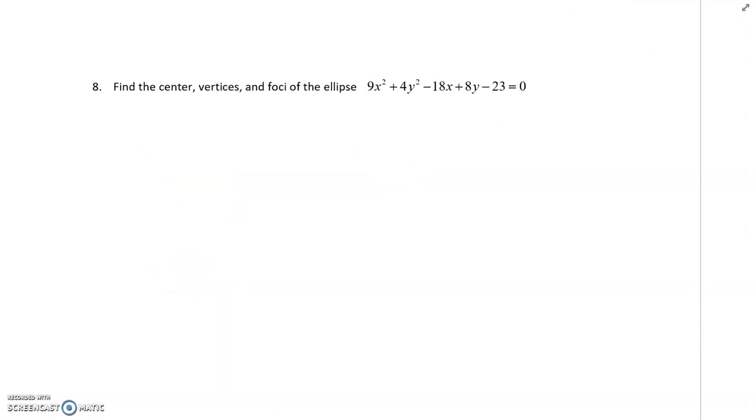In this last problem, we have to complete the square for the x terms and the y terms. So first of all, group the x terms together and group the y terms together. And I usually move any constant over to the other side just to get it out of the way. So we got the x terms and we got the y terms. And I'll add 23 to both sides to get it over here.